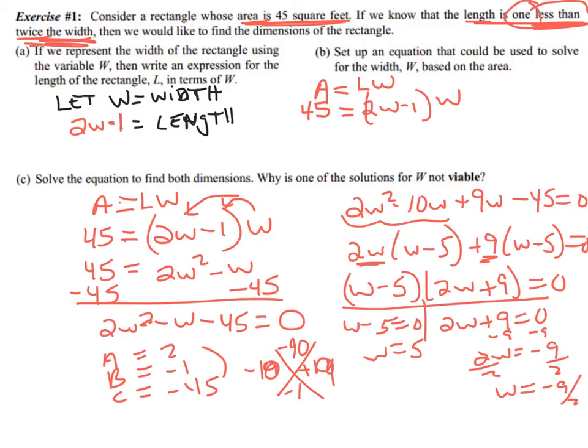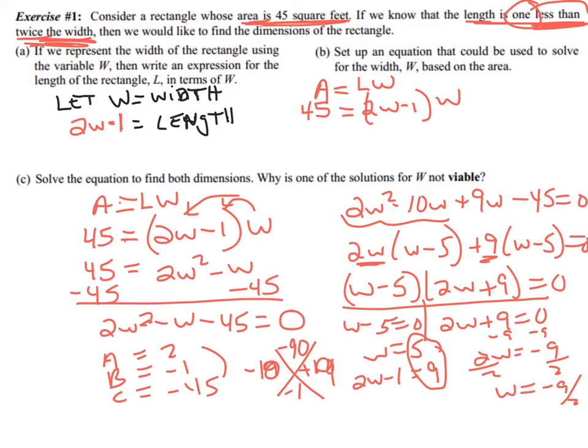Now, it does ask you, those are the two answers we had, and they said find both dimensions, so you've got to plug those back into the length. So for instance, the length here, 2w minus 1, 2 times 5 minus 1 is equal to 10 minus 1, which is 9. So these are my two answers right there. The width is 5, the length is that.